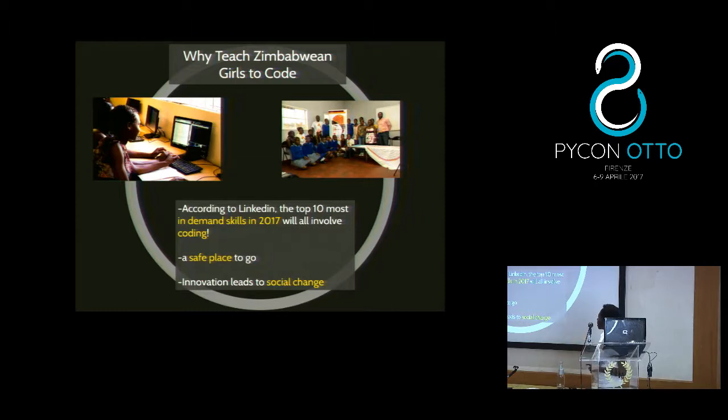So why exactly did we decide to focus on Zimbabwean girls and on the skill of coding in specific? According to LinkedIn, the top 10 most in-demand skills in 2017 will all involve coding. So it's really a great opportunity when we can give girls the tools to be able to create in a 21st century context, and to give them a tool that even if they're not able to go to university, if they work hard and they are able to gain experience, they could even bypass university and go directly to working.